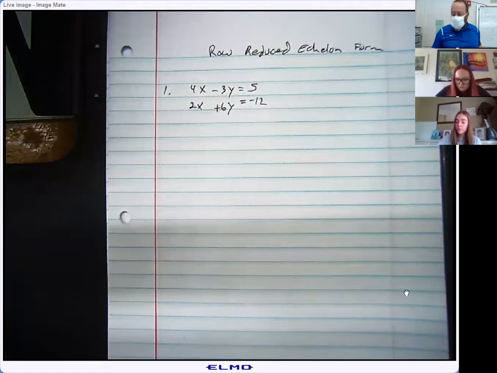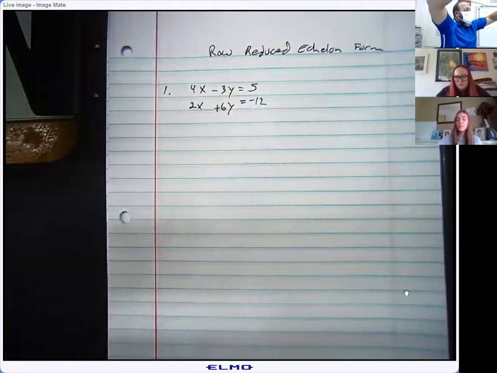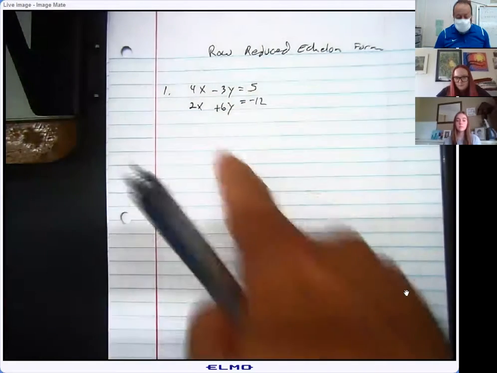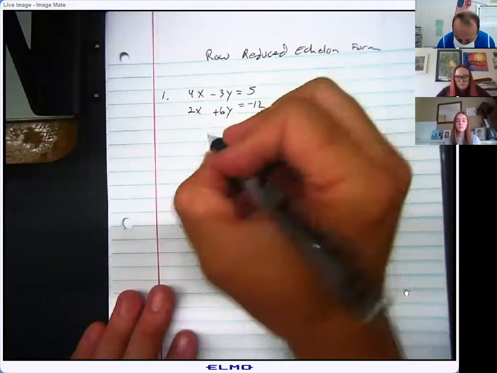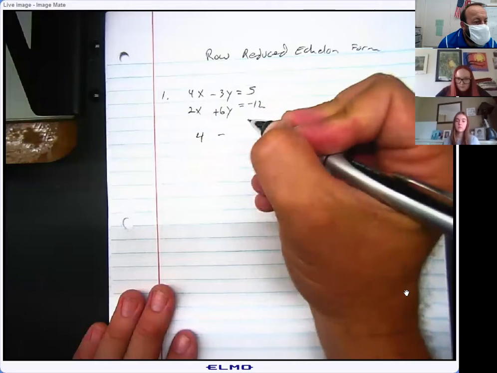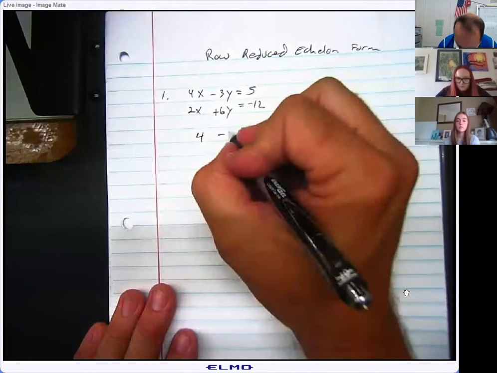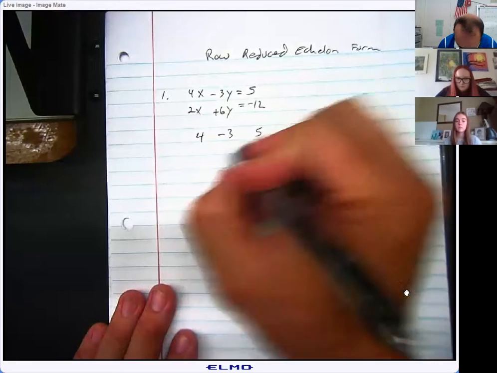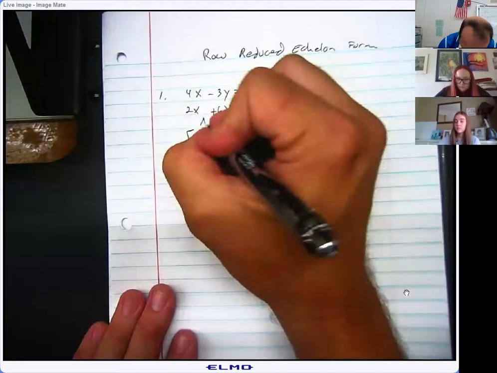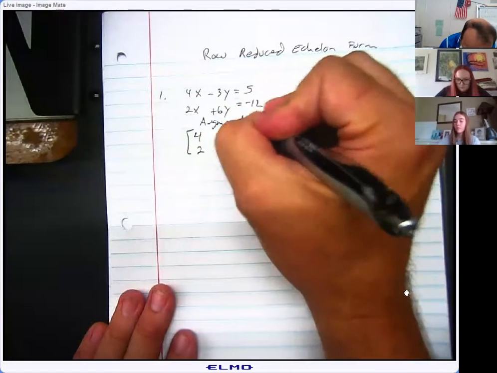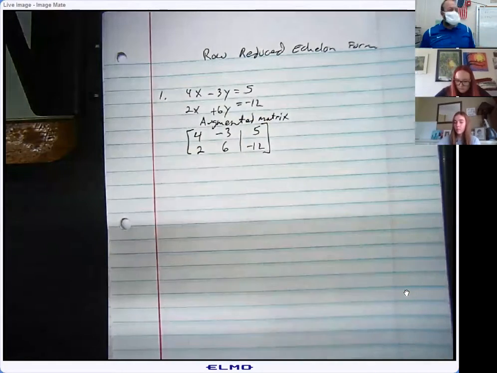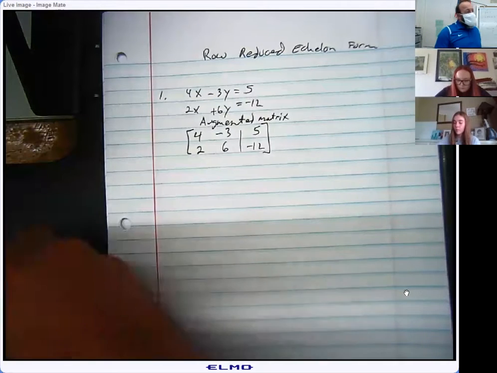So can anybody tell me how to translate that from an algebraic looking thing to a matrix? Yes, Kate. No, just on here, on paper. How would I write it down? What's it? Four? And what? Sure, four, negative three, five, two, six. Okay. This is known as the augmented matrix. Sorry, there's a little vocab involved in this. If you write it in that form, that is known as the augmented matrix. We have done the hardest part of this.